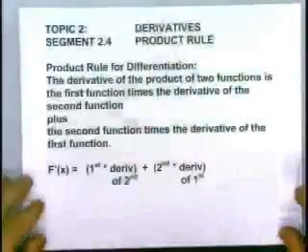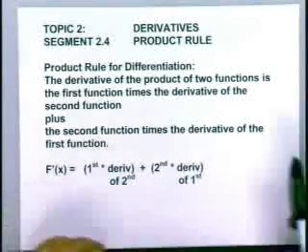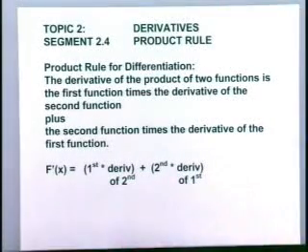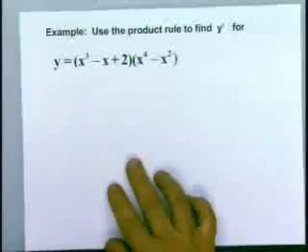This is topic 2 on derivatives and segment 2.4 on the product rule. The product rule for differentiation states that the derivative of the product of two functions is the first function times the derivative of the second function plus the second function times the derivative of the first function. Let's look at an example.